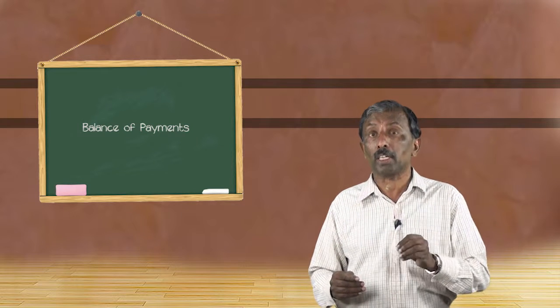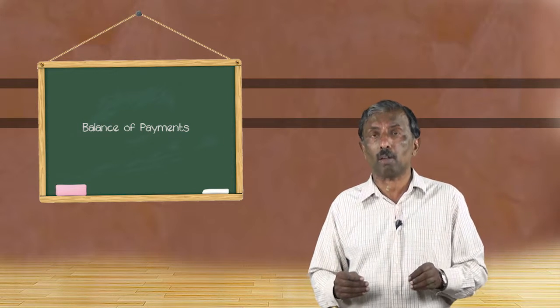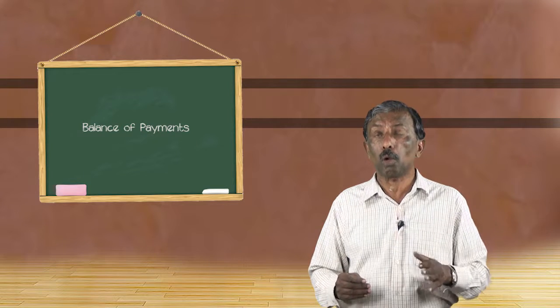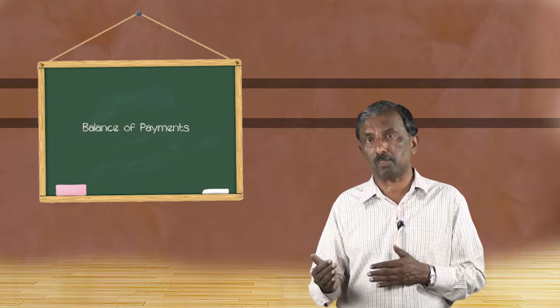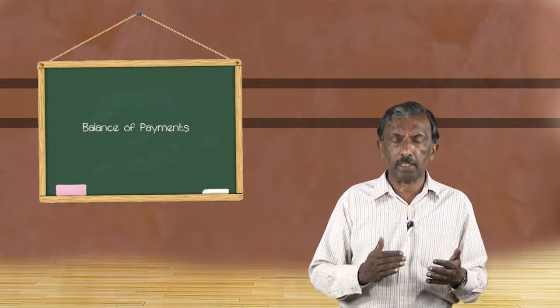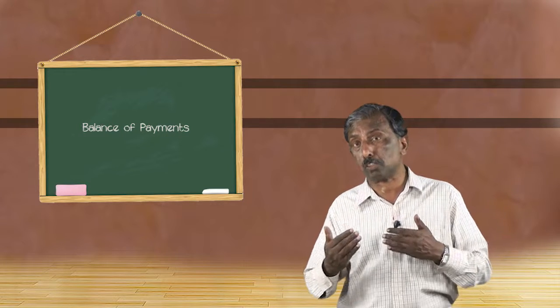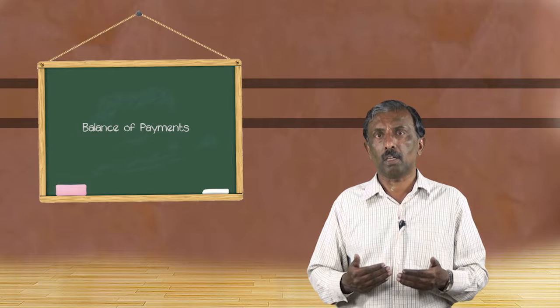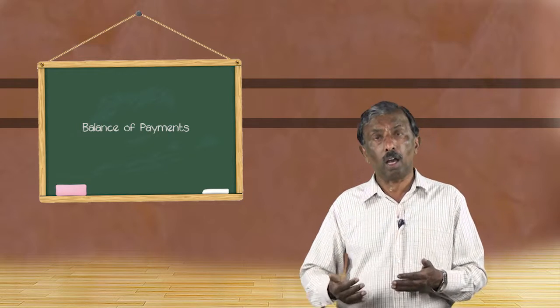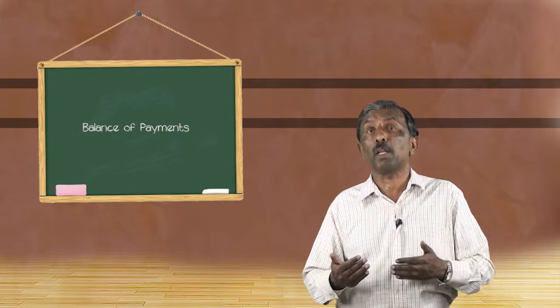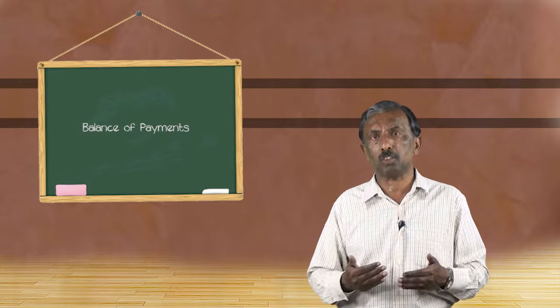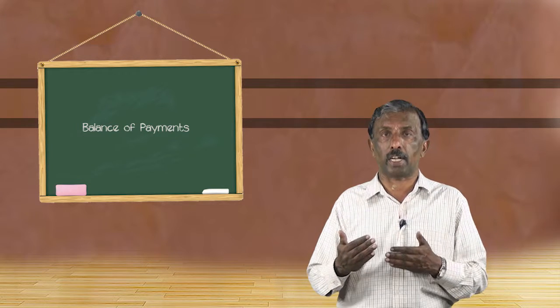One of the most important considerations to measure the economic development of a country is CAD, the current account deficit. To what extent is there a current account deficit? Because if there is a current account deficit, the country has to borrow money from other countries, or it has to sell the gold, or it has to sell the accumulated foreign exchange. That means a country's performance is not satisfactory.